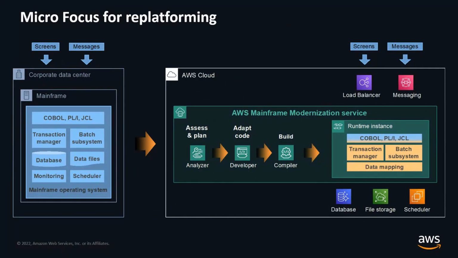The way that replatforming works is displayed here, and it loosely covers what you're going to see in the demo. We'll use Enterprise Analyzer to assess and plan and identify the source code and data we want to migrate. We'll then use Enterprise Developer to adapt the code and make it ready for the CI/CD pipeline, run the pipeline, and deploy the application as is to run on the managed service. The runtime instances are pre-installed with Enterprise Server. It is important to note that you won't see any code conversion or translation here. The COBOL code will run as is on AWS, preserving the business logic and behavior.